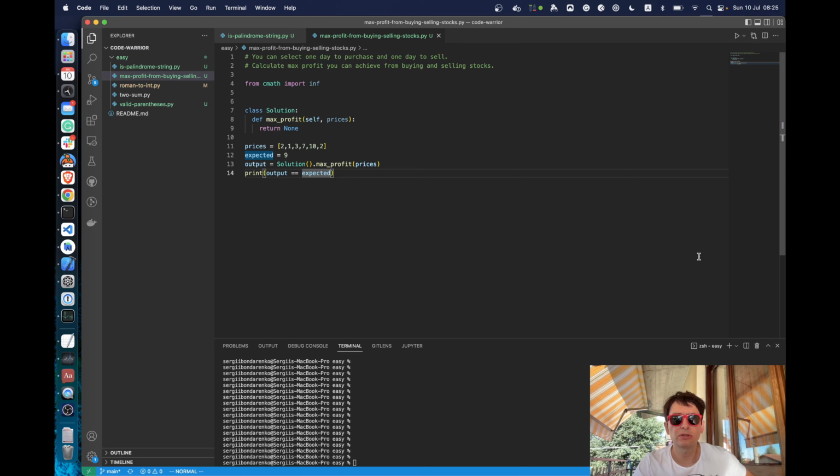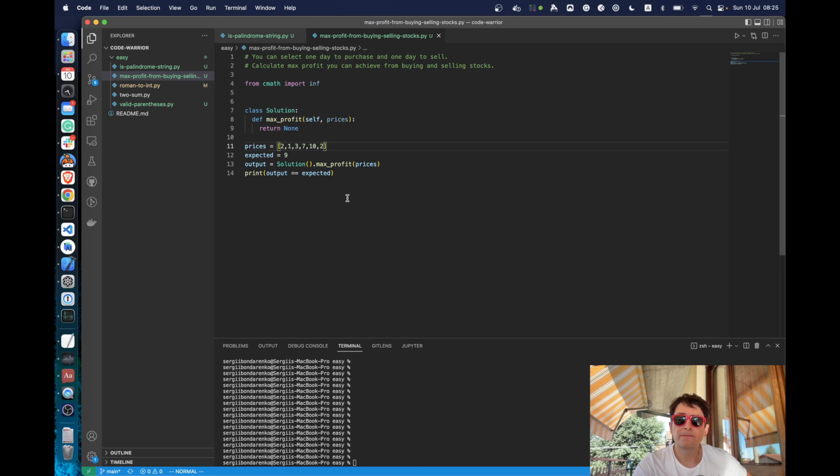Hello everyone, today we're looking at an interesting problem, which is finding the max profit from buying and selling stocks. We are given an array of prices which represents the price of a stock on each particular day, starting from day 1. On day 1 we have price 2, on day 2 we have price 1. And basically we can buy once and sell once.